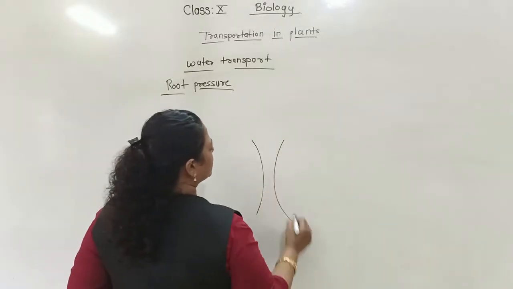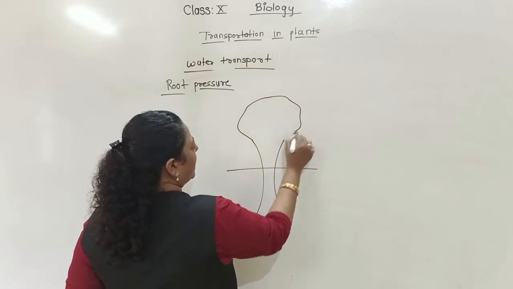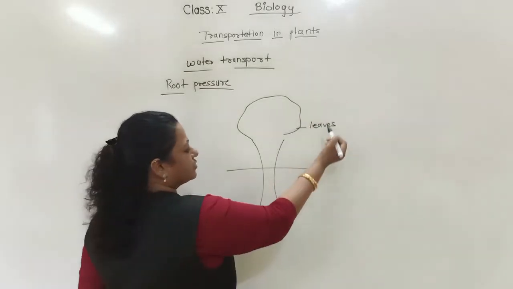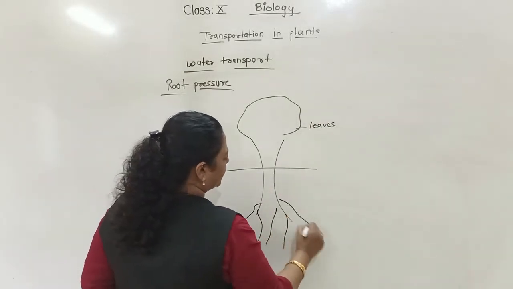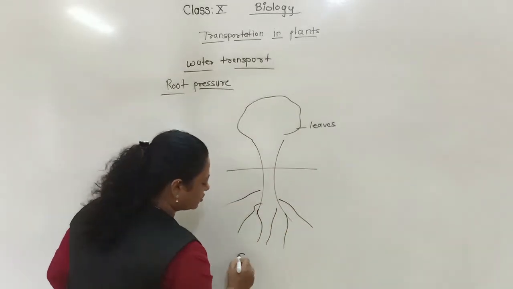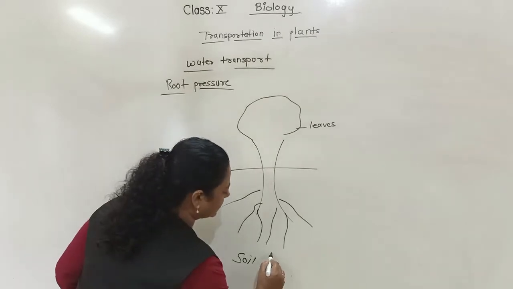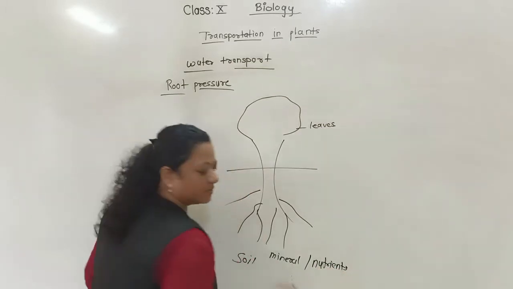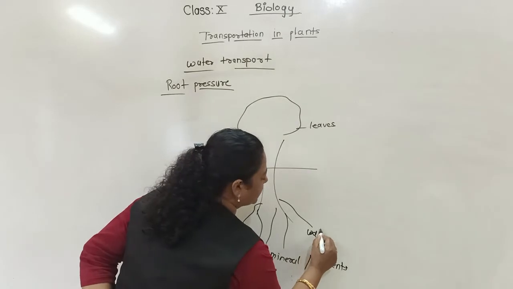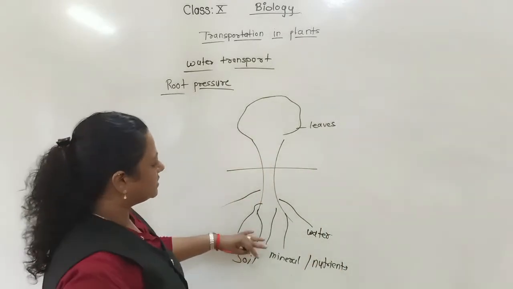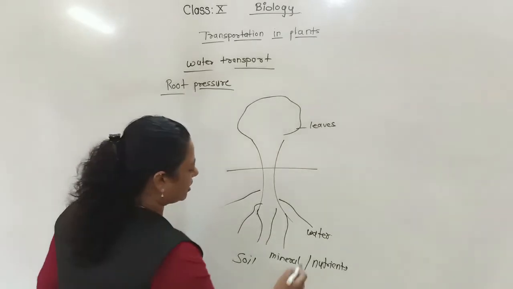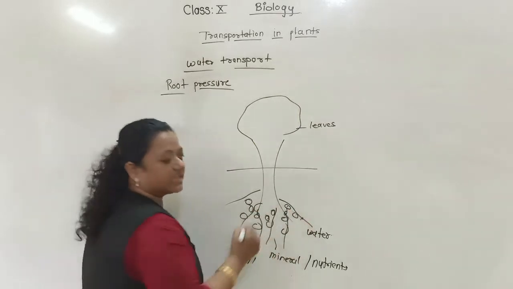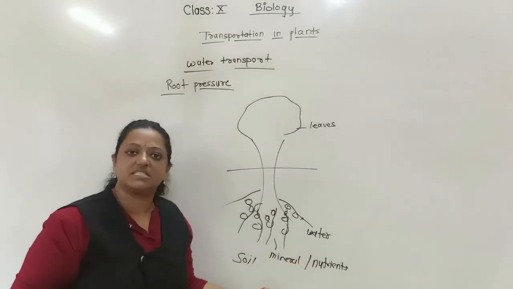Students, suppose this is the plant and it has leaves, which undergo the process of photosynthesis. Whereas the roots are inserted into the soil. In the soil, minerals and nutrients are present, as well as water. But whenever the plant absorbs water, what happens? The minerals are absorbed first, and the water particles are still in the soil.